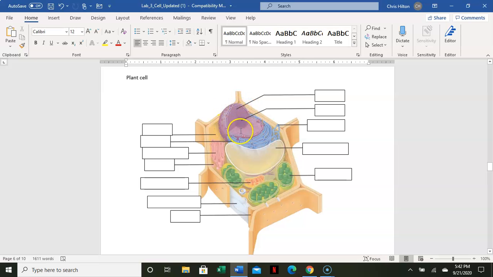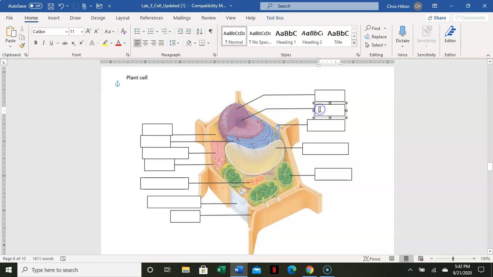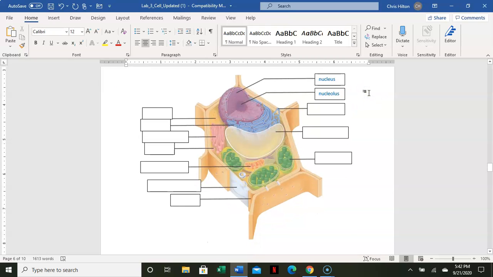This whole big purple thing is the nucleus. The nucleus contains the DNA. This darker spot inside the nucleus is the nucleolus. So pay attention to spelling a little bit. Nucleolus pretty much means tiny nucleus, but it makes ribosomes. It makes the rRNA.